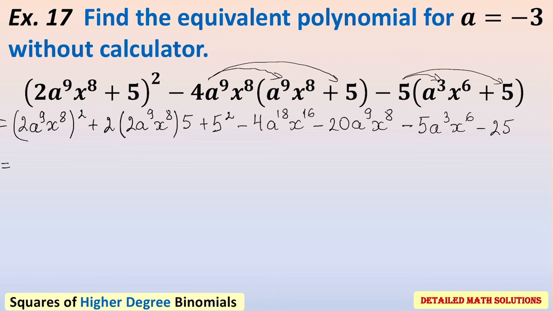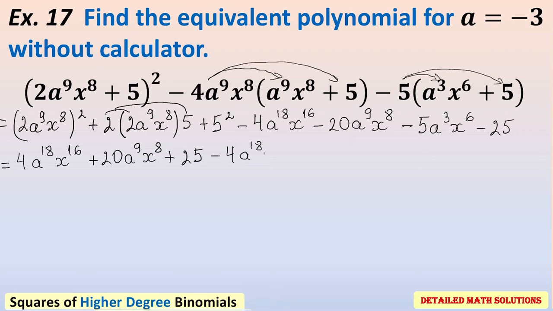When I simplify further and apply the rules of exponents, I get 2 squared or 4a to the 18th power x to the 16th power plus 2 times 2 times 5 is 20, a to the 9th power x to the 8th power plus 25. And then I simply need to rewrite the rest of the terms: 4a to the 18th x to the 16th power minus 20a to the 9th power x to the 8th power minus 5a cubed x to the 6th power minus 25.